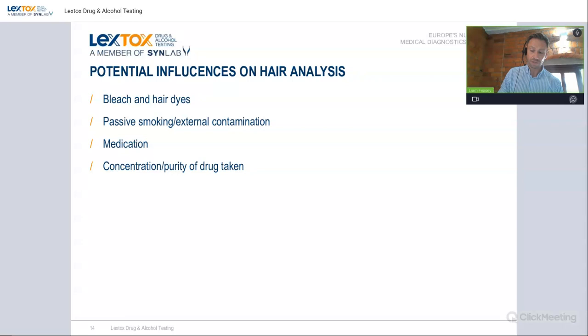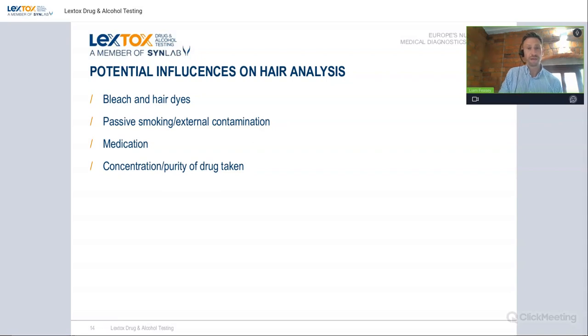At the time of sample collection, we do ask the donor to declare any products or treatments that they've applied to the hair. So then they've got the opportunity, and then we use that declaration in our report, and it helps us interpret the level of drugs or the results that we actually have. But we also make our own observations in the laboratory when the hair sample comes in.